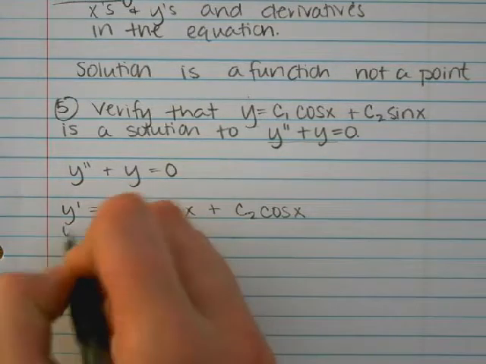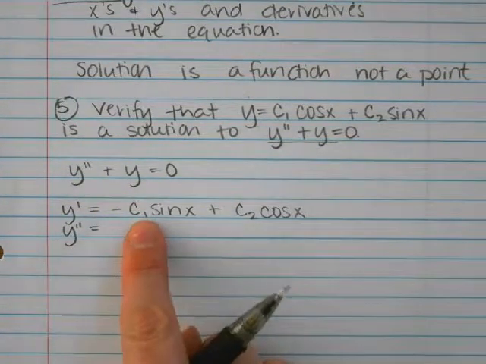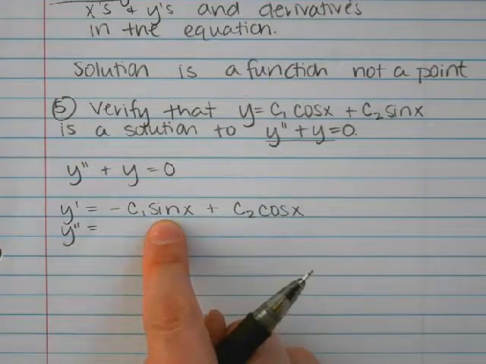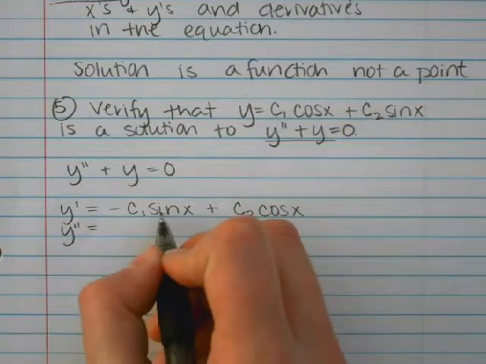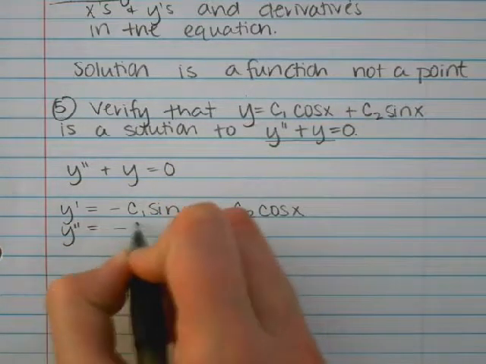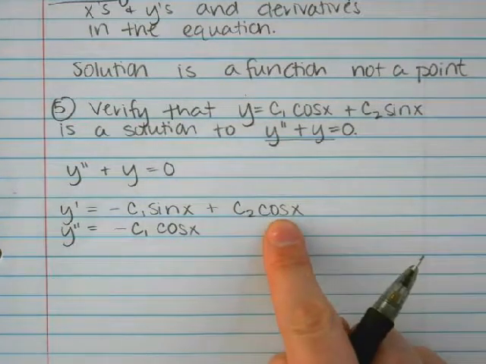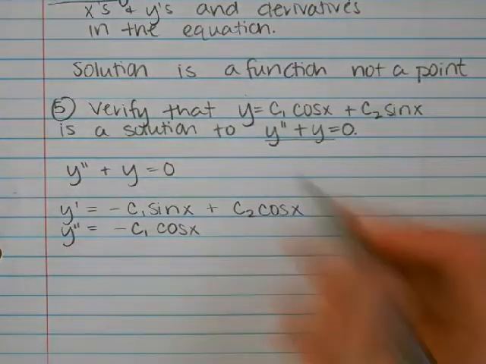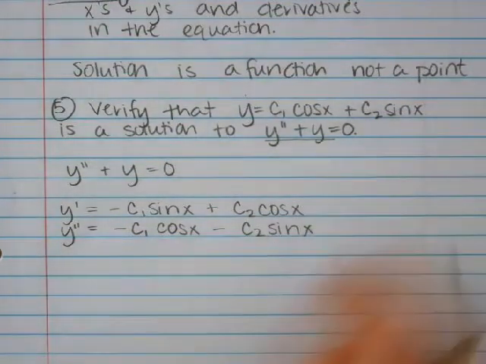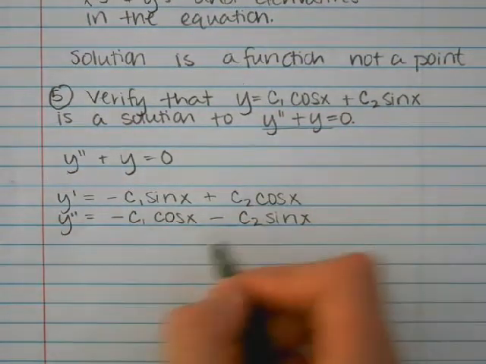What's our second derivative? So the derivative of this is... Yeah, so sine goes directly to cos, right? And it stays the same sign. So it's going to be negative c1 cos x. And what's the derivative of cos? Negative sine. So it's negative c2 sine of x. There's our second derivative. We just add the second derivative and the starting function.